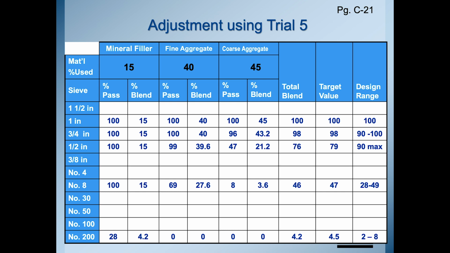Don't forget to recalculate every single one of those blend values for that total blend of 15, 40, and 45 in this case. You'll see now that we're able to match our target values very closely. So for example, on the 1/2 inch sieve, we had a total blend of 76 with a target of 79. And as I said just a minute ago, on the number 200 sieve, we had a target value of 4.5 and we're at 4.2. So we were able to make an adjustment that now meets our total requirements for this specific mix, and this being an IM19A.